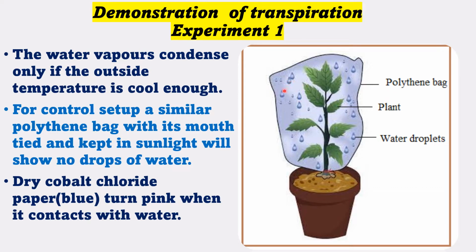What is the reason for this? Water droplets. Here, water vapor condensed to form water droplets. What is the definition of transpiration? Transpiration is the process of loss of water in the form of water vapor from the leaves and other aerial parts of the plant. Here, water vapor condensed to form water droplets. This is the experimental setup.